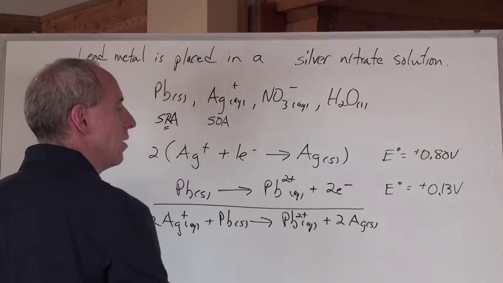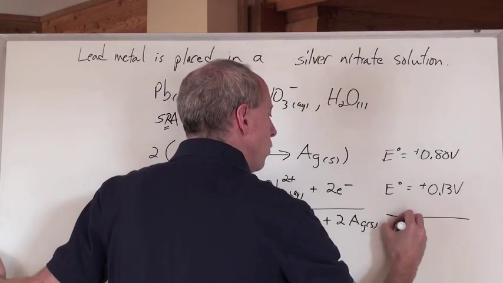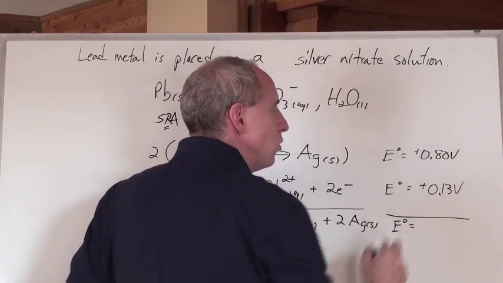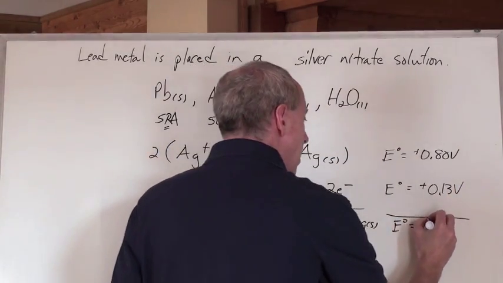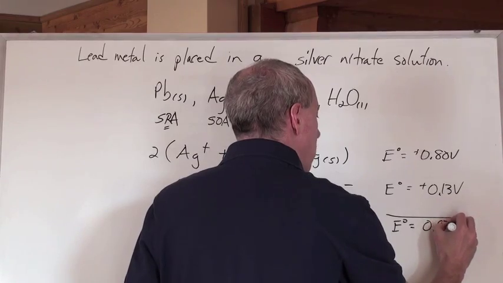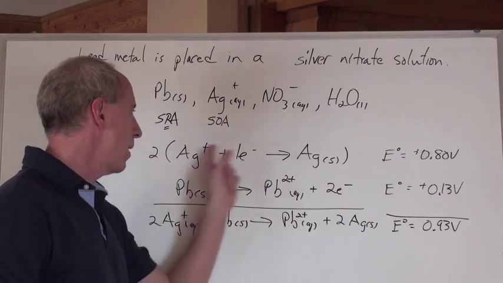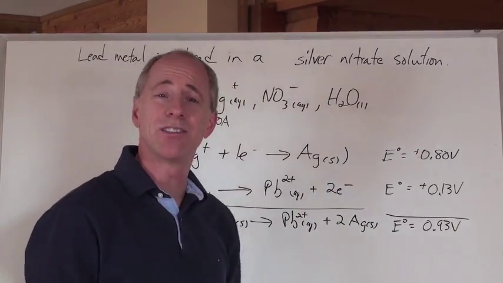There's your net reaction. Now you're going to say, okay, Chemguy, what's the total voltage of this? Well, the E naught for this reaction is going to be these two added together. And I'm going to do that. And you're going to say, no, I'm smart. Here's what you did that's dumb. You multiplied that equation by 2. Don't you have to multiply the voltage? And the answer is no.